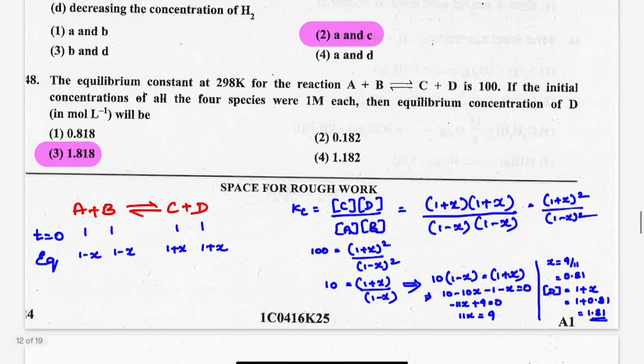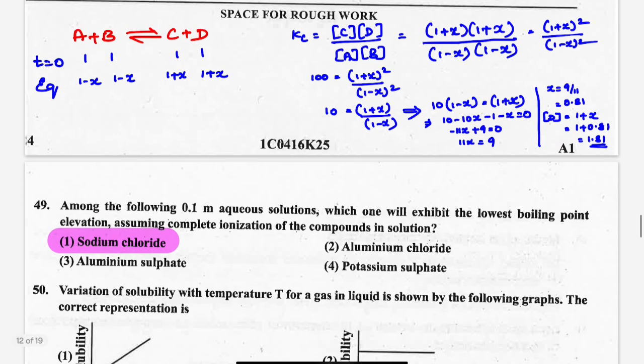The equilibrium constant at 298 Kelvin for the reaction is 100 and the initial concentration of the 4 species is 1 molar each. So you have to find the equilibrium concentration of D. So write the equation: initial concentration, that is when time is equal to 0, and this is the concentration at equilibrium, and you know the Kc. So the Kc formula is this. Substitute, and you will get 1.818 as the answer.